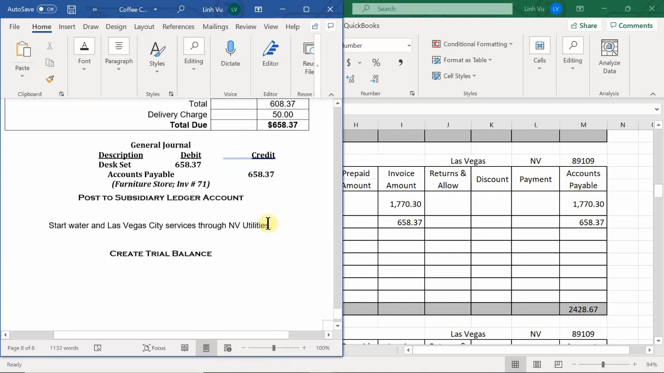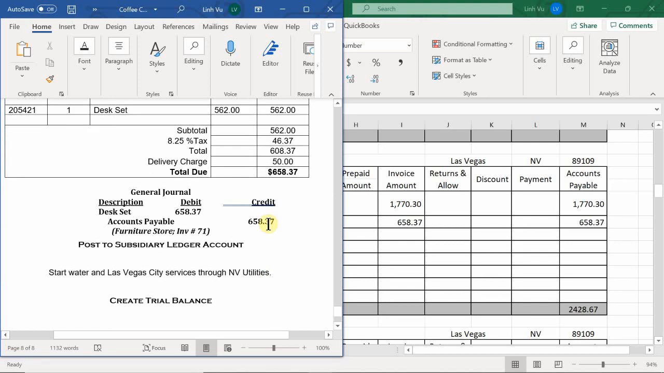Post and subsidiary ledger. Now we have this last thing where it says start water and Las Vegas city services through NV Utilities. So now we have water running and the city utilities such as garbage, trash, street cleaning, all that stuff. Those are all active now. So what do I do with this transaction? You say to create the trial balance. That's after that transaction.